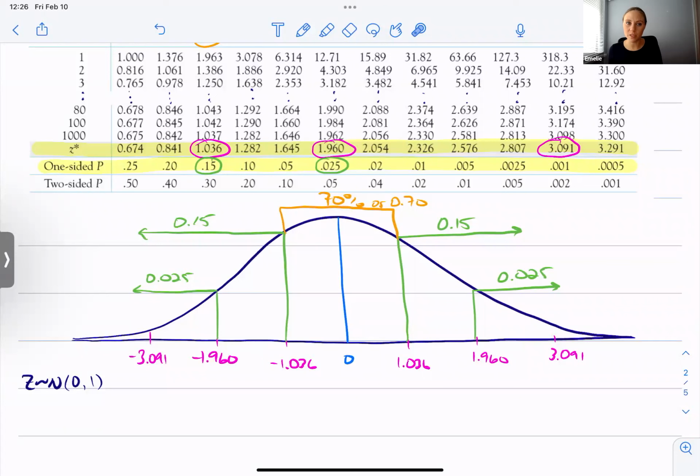Oh, so the symmetry comes from the normal distribution. Can a normal distribution with a mean of 0 be asymmetric? No, because the normal distribution just is symmetric, right? The definition of a normal distribution is that it's unimodal, so it has one peak, and it's symmetric.